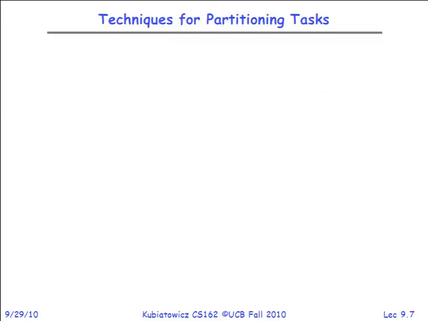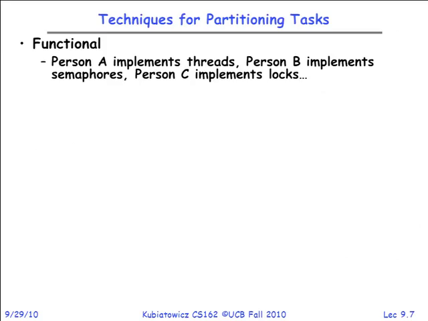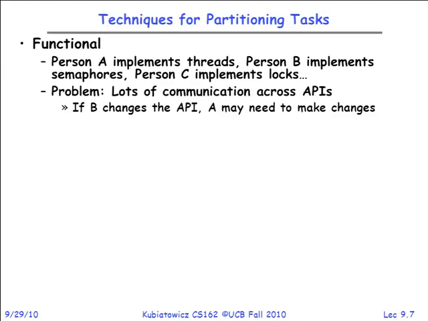So there are actually a couple of ways you can partition tasks, and I'm going to give you two meta structures that you could have for your group. One of them is the functional structure, where you've got problems 1, 2, 3, 4, 5, 6, and you say, well, person A does threads, person B semaphores, person C locks. That'd be the functional partition. How many people chose functional partition for their groups? No, not so much? Okay, so the problem with this is there's a lot of communication across APIs potentially.